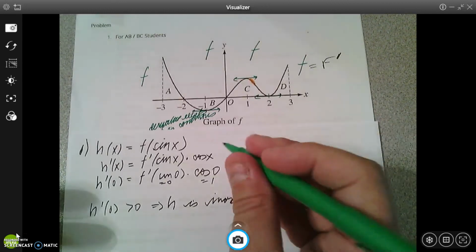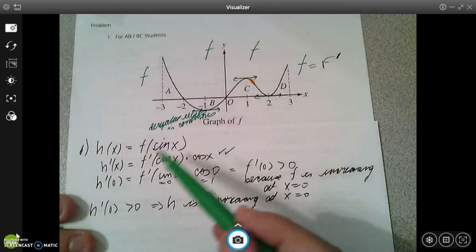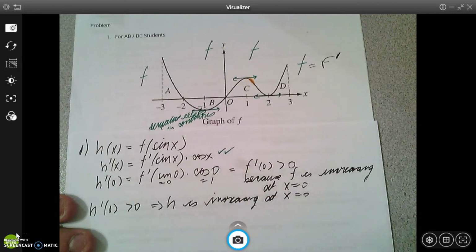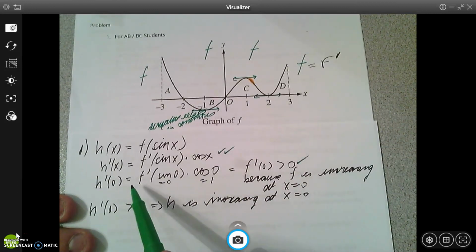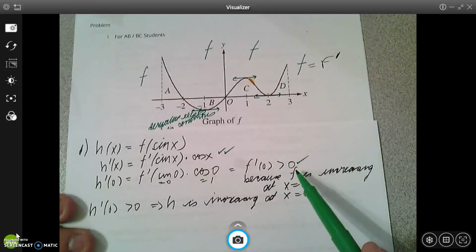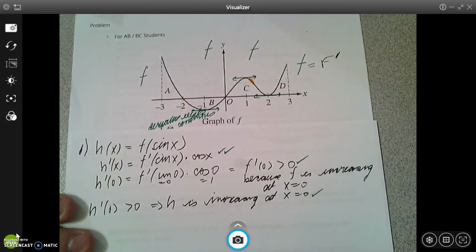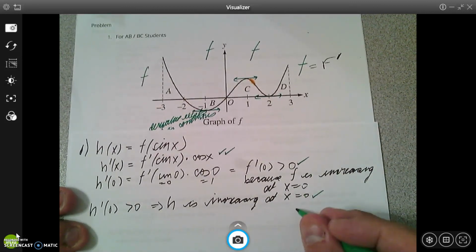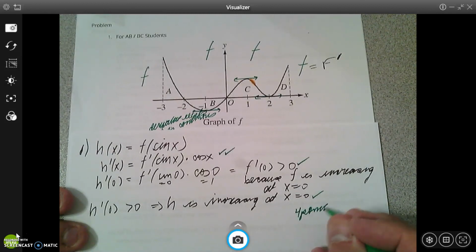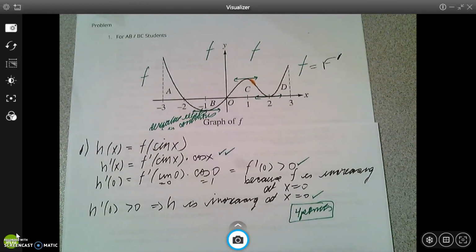I believe when we scored this, we awarded 2 points for coming up with the correct derivative, 1 point for correctly evaluating h prime of 0, and then 1 point for the conclusion. That brings you to a total of 4 points, if you're an AB student.